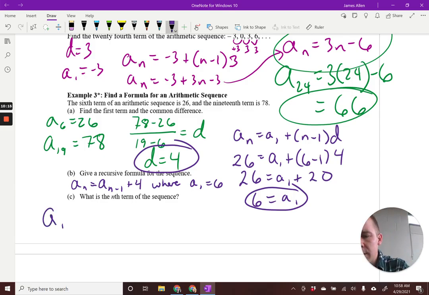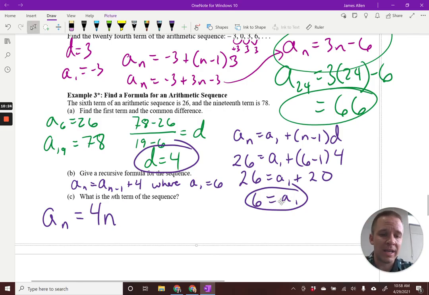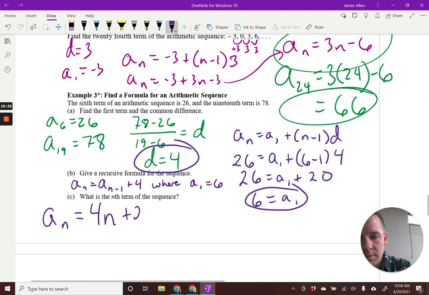So a sub n is equal to, my common difference is 4. I know that. So I know it's going to be 4n. How am I going to get 6 for my first term? Well, if n's 1 for my first term, 4 times 1 is 4, plus what gives me 6? Plus 2. There's my nth term.